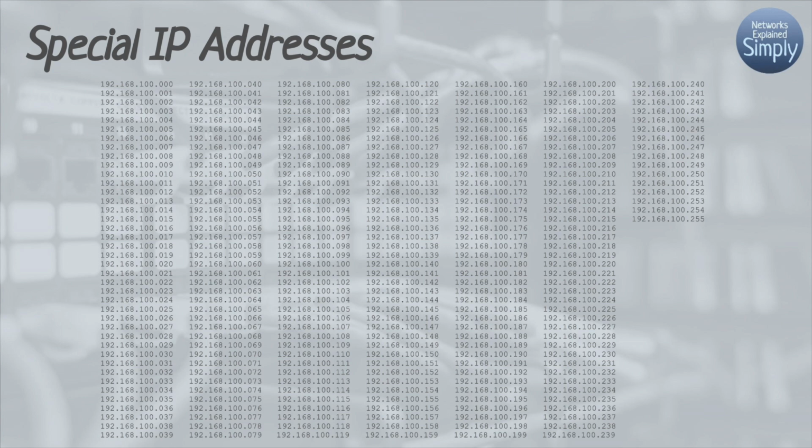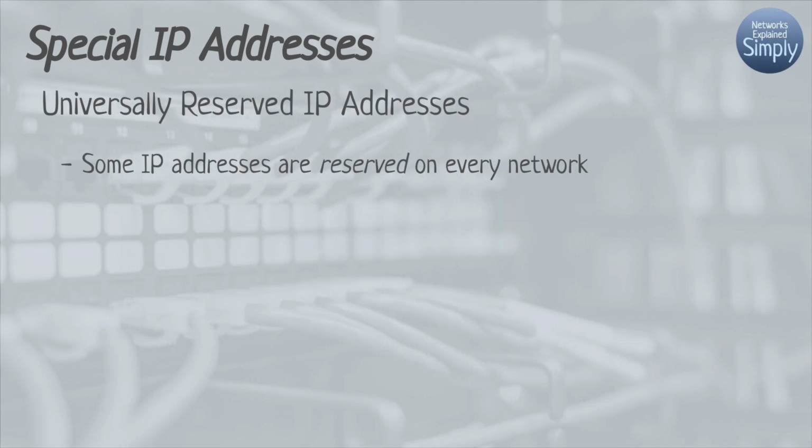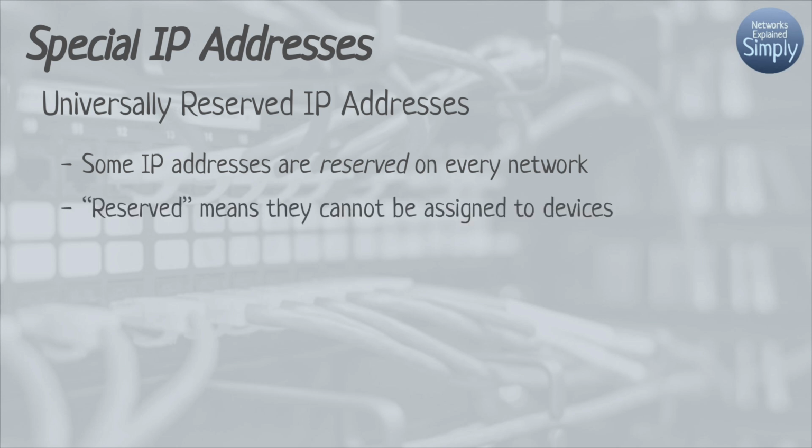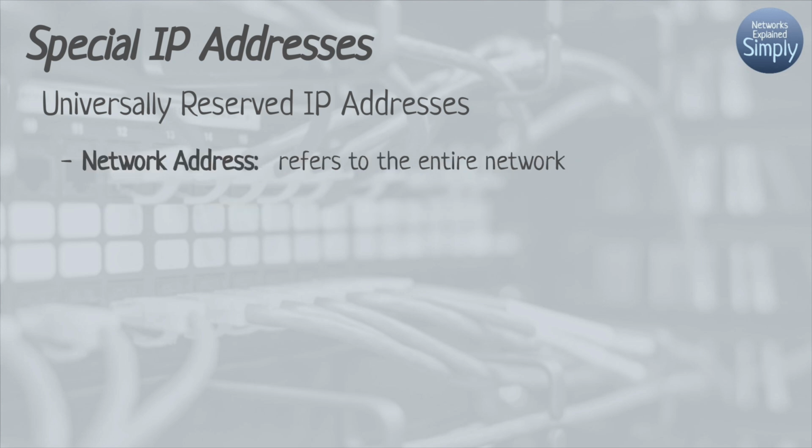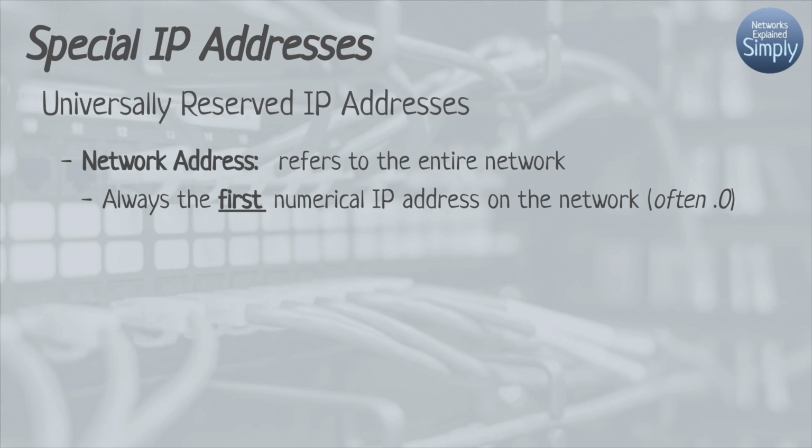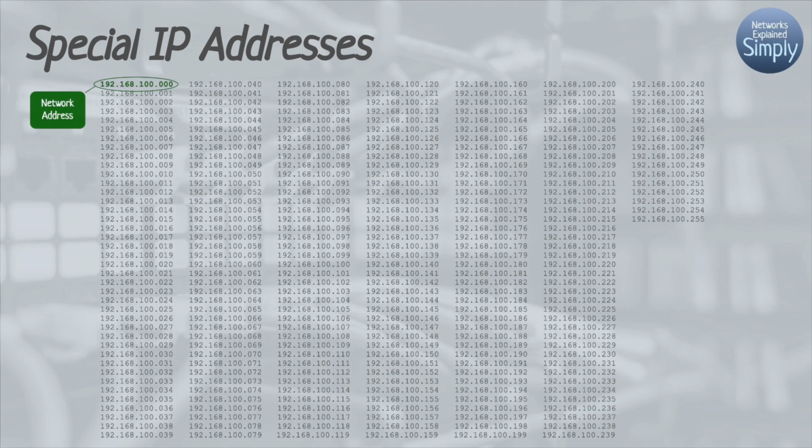Something we didn't discuss is that on every network, some IP addresses are reserved for special purposes, and these special IP addresses cannot be assigned to devices. The network address is one of these, and it's used for referring to the network as a whole. The network address is always the first numerical IP address on the network. And for many networks, including classes A, B, and C, the network address ends in .0.